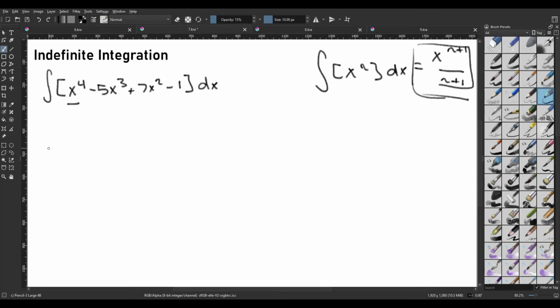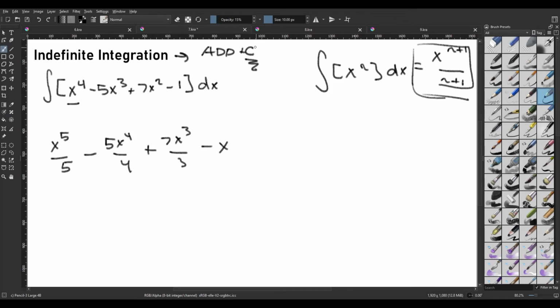Antiderivative of the first term is x to the fifth over 5. Second term is minus 5x to the fourth over 4 plus 7x cubed over 3 minus 1x, but that's a little bit redundant, we just put x. And remember, whenever we do indefinite integration, we must add that plus c. Always, always, always. So we have our plus c there.